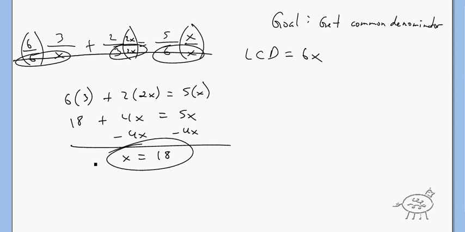Now, once again, I'm going to ask you guys, what can't x be? Let's look at the original problem. It's kind of messy, so I'm going to rewrite it.